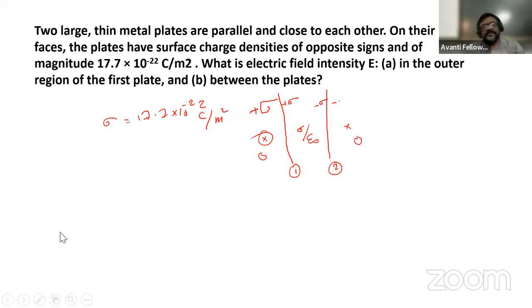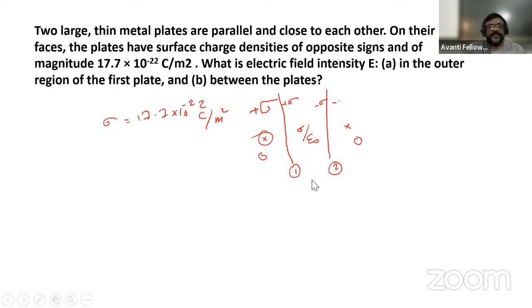It will be a direct question, direct substitution. No need to do any calculations. Of course, we can do it, because sigma is given and we know the value of epsilon 0. So the electric field inside the plates will be sigma by epsilon 0, and outer regions will have actually 0 electric field. Epsilon 0 is 8.857 into 10 raised to negative 12. So directly substitute the values of sigma and epsilon 0 and find the electric field in between the plates.